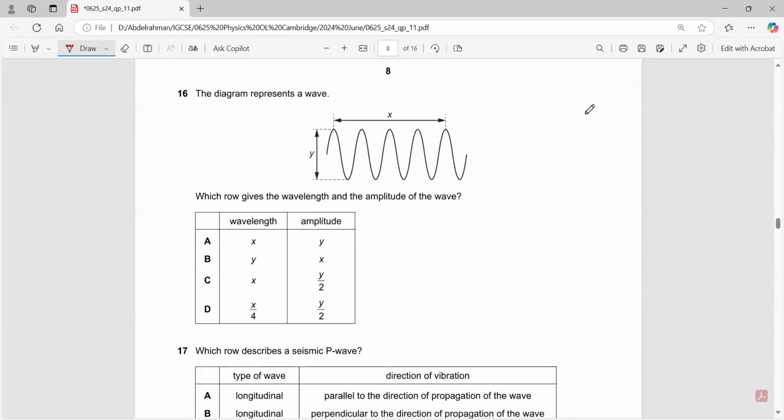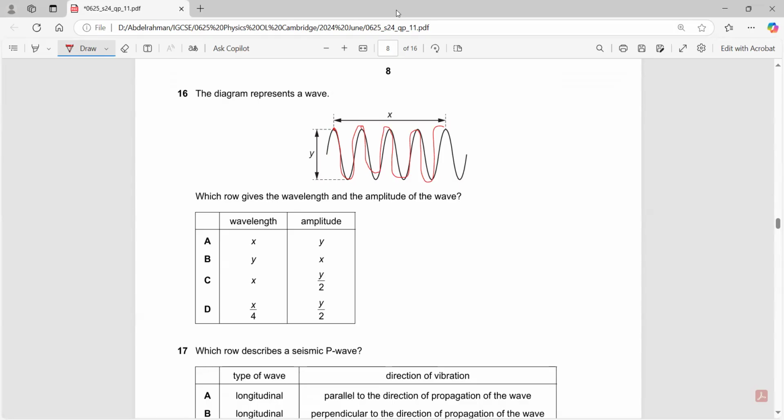The diagram represents a wave. Which row gives the wavelength and the amplitude? The wavelength, would it be x? Can it be x? No, it cannot be x. Why? Because in x you've got four full waves. You've got one, this is one full wave, and then another full wave, and another and another. So you have four full waves. To find the wavelength, it would be x over 4.